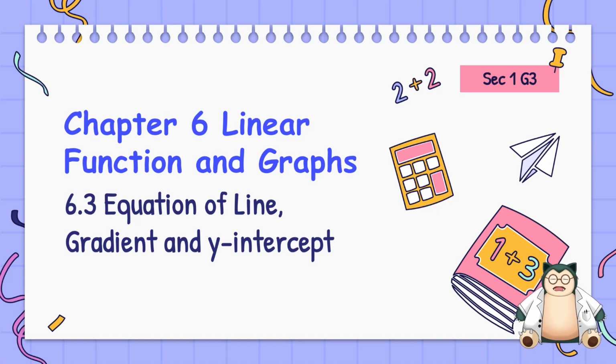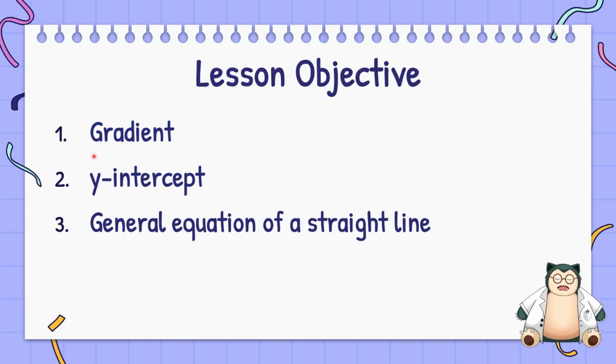In this video, we're going to learn about the equation of a straight line, the gradient, and y-intercept. However, we're going to start off with the gradient first. What is a gradient? What is a y-intercept? And using these two quantities, we're going to form our general equation of a straight line.